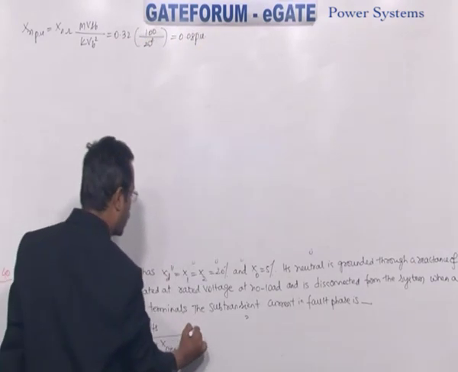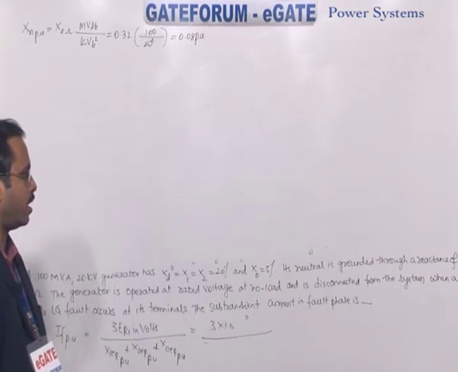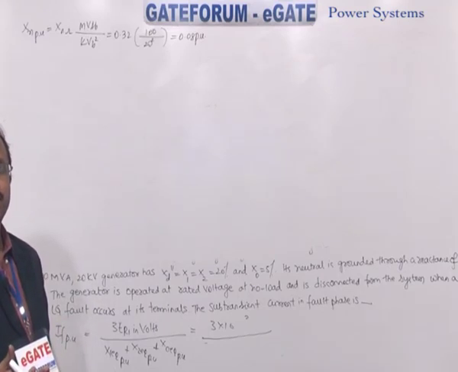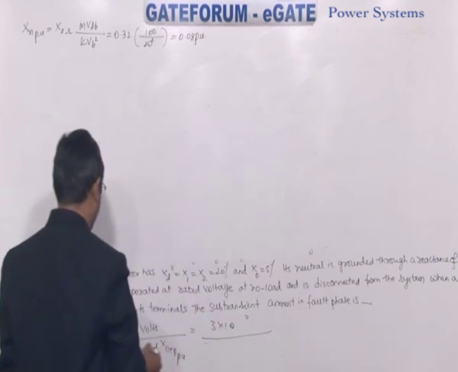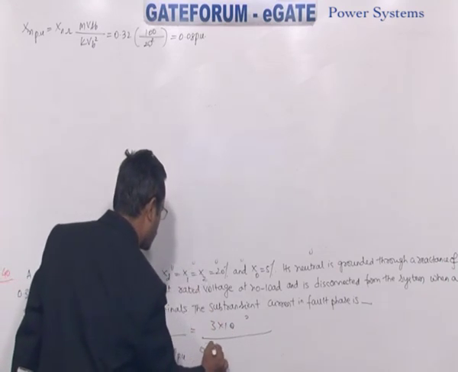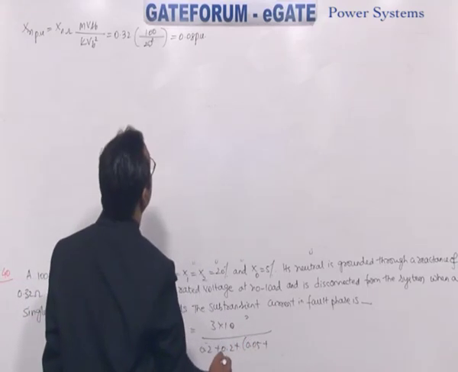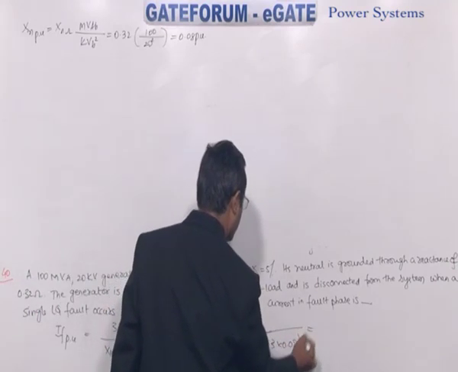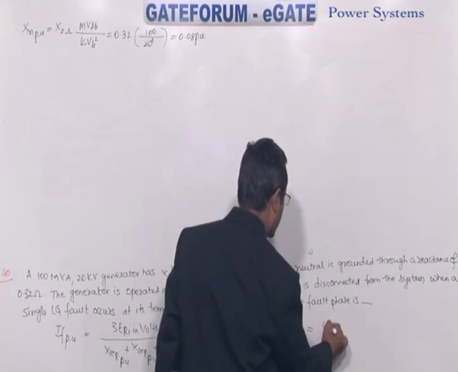Now you substitute this value here. The pre-fault terminal voltage is 1 per unit by default, because the alternator rating itself is the base value. The rating divided by the base gives 1 per unit. Here 0.2, here also 0.2, X0 is 0.05 plus 3 into 0.08. On simplifying this you get the answer 4.34 per unit.